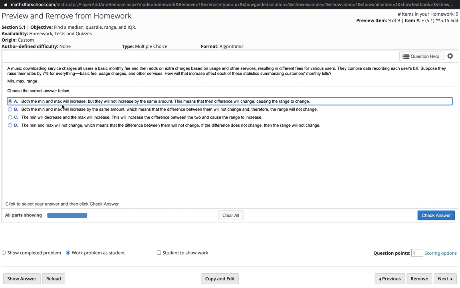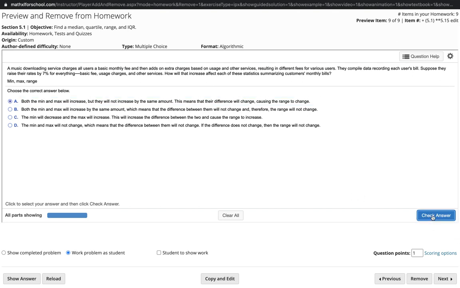Both the min and max will increase, but they will not increase by the same amount. That makes sense. 7% of the min is going to be different than 7% of the max. Okay, so they will not increase by the same amount. This means that their difference will change, causing the range to change. So the answer in this case is indeed A.